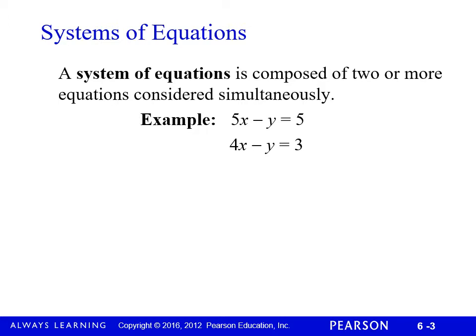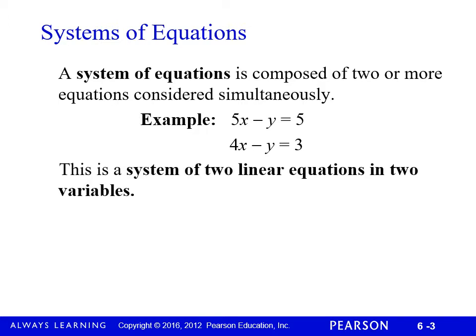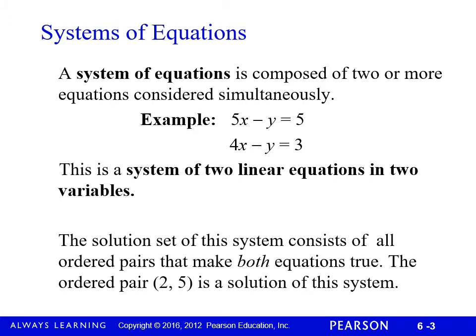A system of equations is composed of two or more equations considered simultaneously or together. For example, 5x minus y equals 5 is just a linear equation. But if we combine it with another equation, 4x minus y equals 3, now we have a system of equations, just more than one. This is a system of two linear equations with two variables, the variables x and y.